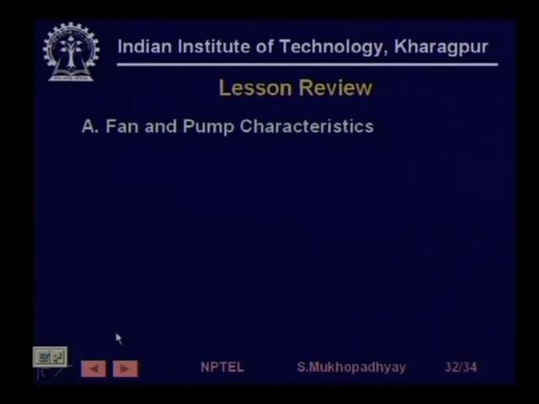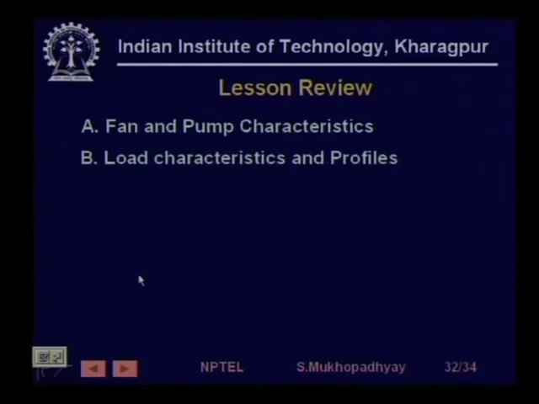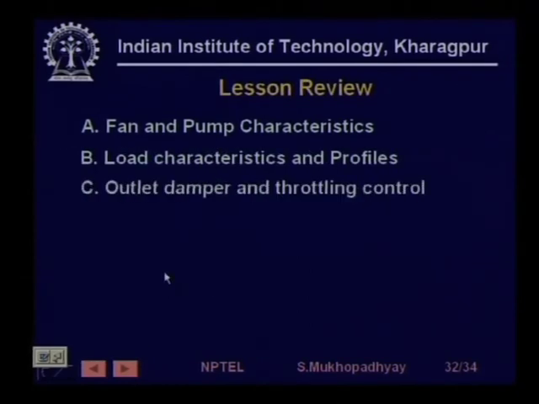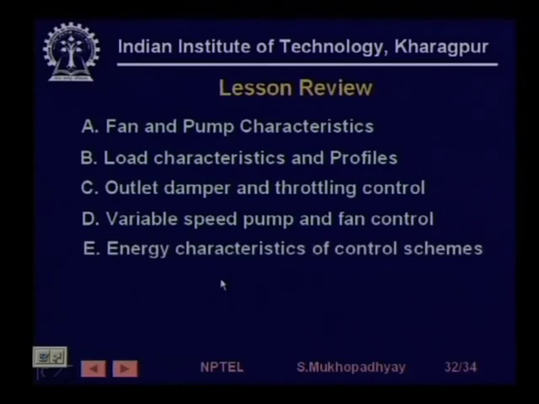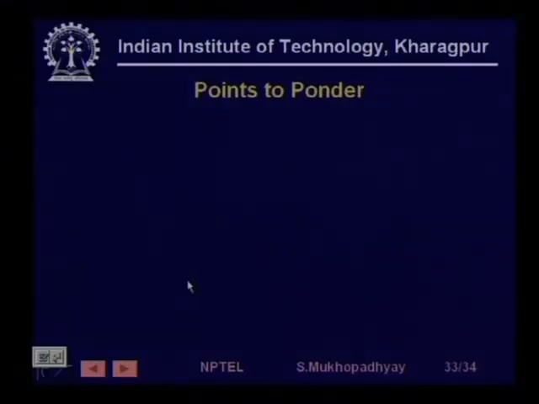What we have done in this lesson is that we have seen the fan and pump characteristics, the load characteristics and typical load profiles, and two kinds of control: for fans outlet damper, and for pumps throttling control. For pumps and fans we have seen the variable speed control, and the energy characteristics of these control schemes, and we have got an idea of the energy savings.